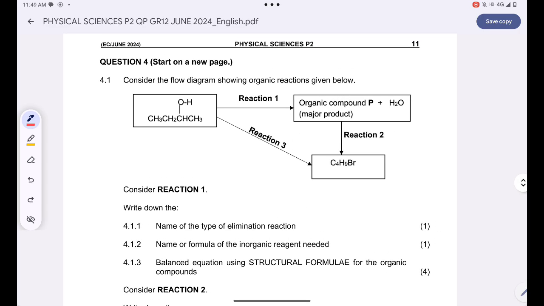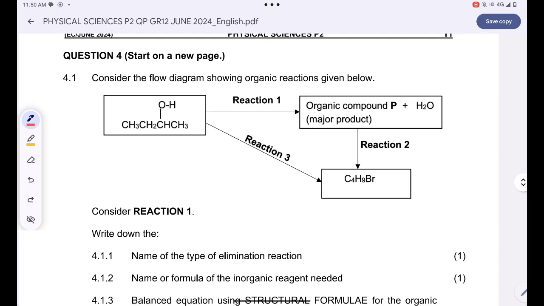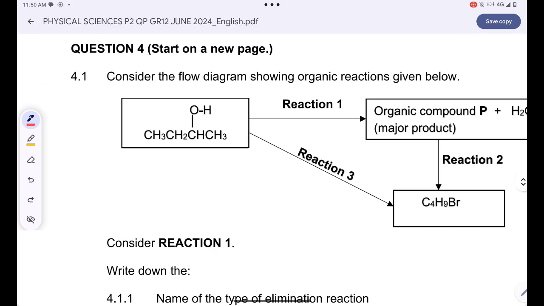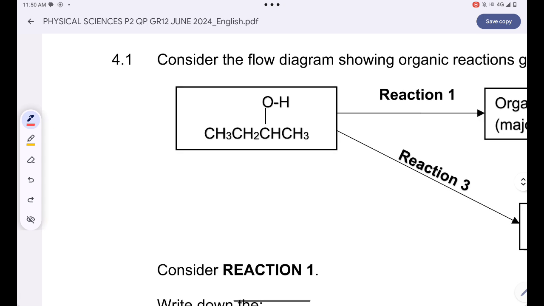Okay, consider the flow diagram showing organic reactions given below. We have 3 reactions: reaction 1, 2, and 3. Our starting point, guys, is an alcohol. Let us just draw the structural formula of our alcohol so that it makes things simpler.